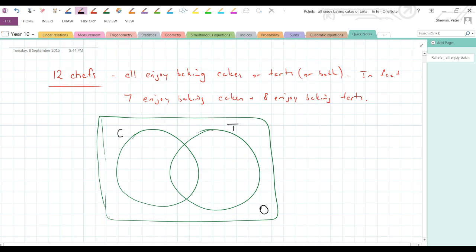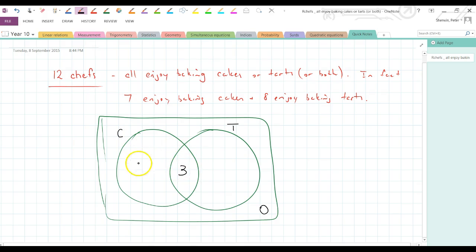My point I was trying to make earlier in the revision session was that we want to fill from the inside. So we've got 12 chefs, and if I add the 7 and the 8, I get 15. So my surplus is 3. That goes in there. And I know there's 0 out here, so all 3 have got to go in there.